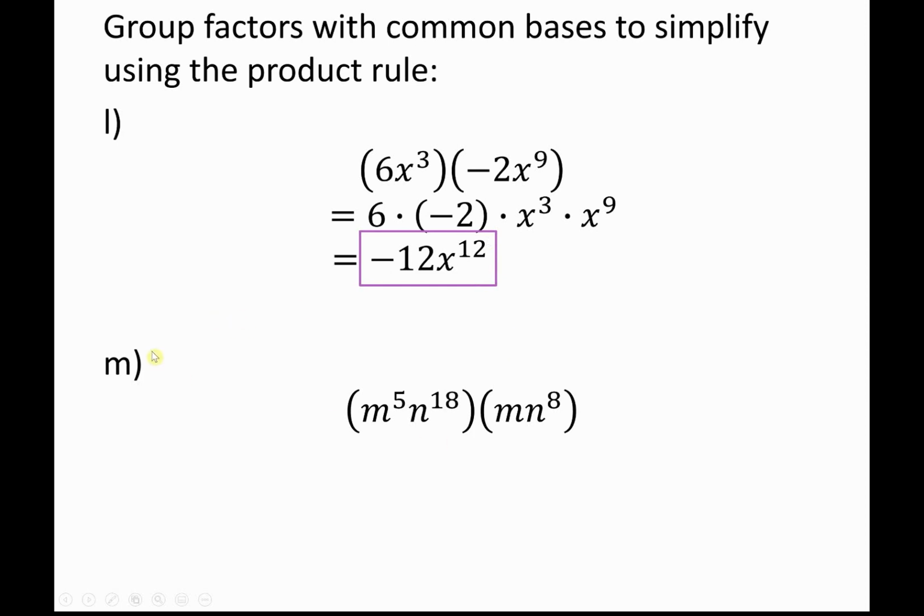Okay, let's do it again for example M. M's and N's abound, so go ahead and regroup them either explicitly on your paper or in your mind. Recognize that this m right here has a secret invisible exponent of 1, and then implement that product rule and you'll get m to the 6th power, n to the 26th power.